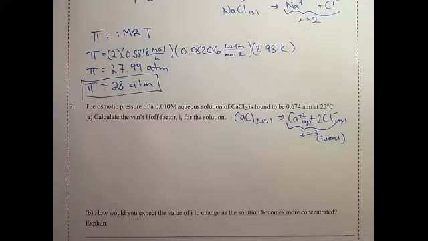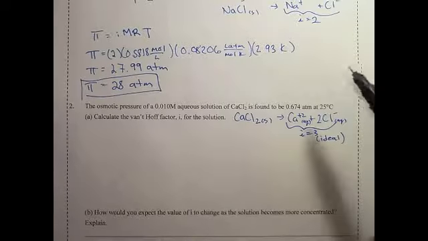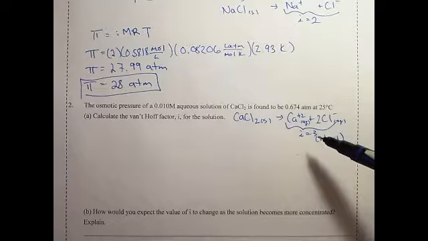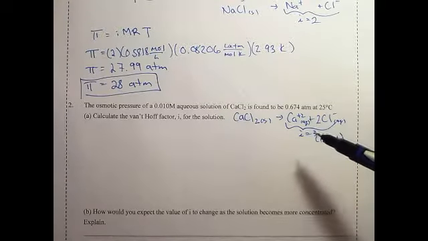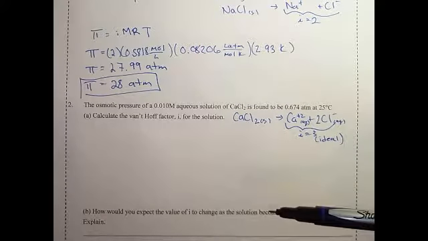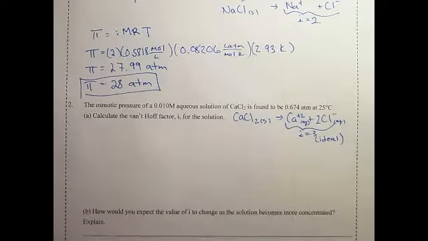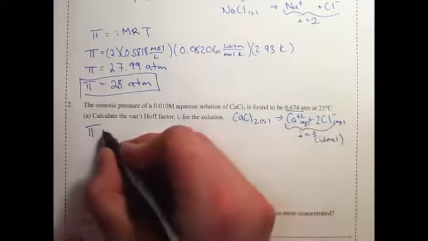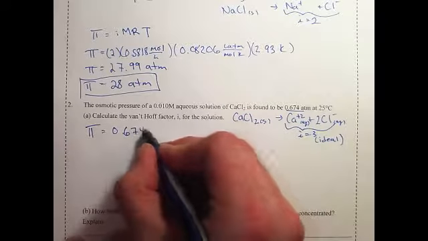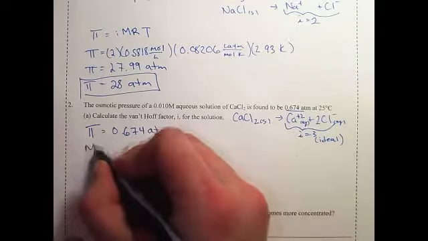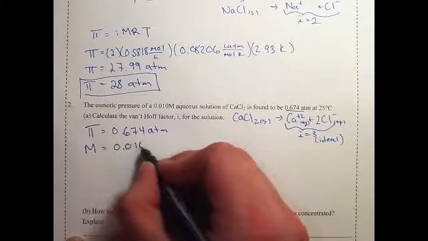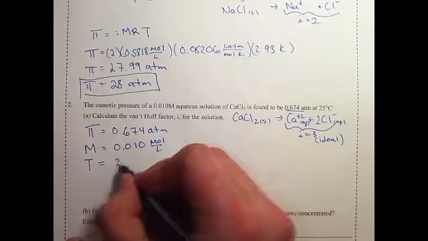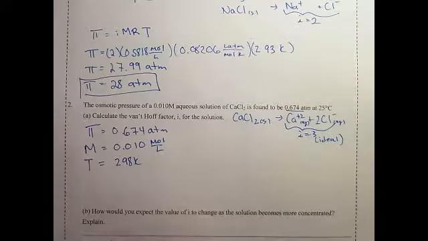This question is asking me to find i for this solution, and I've left a lot of space for you, so probably that's not the correct way to do it. So we're going to have to check. Let's quickly take stock of what we have. First of all, I see the osmotic pressure listed, 0.674 atmospheres. I see molarity at 0.010 moles per liter. I see T is equal to 298 Kelvin, or 25 degrees Celsius.